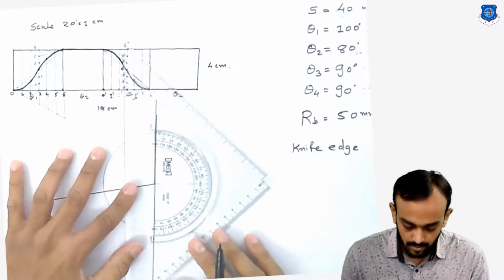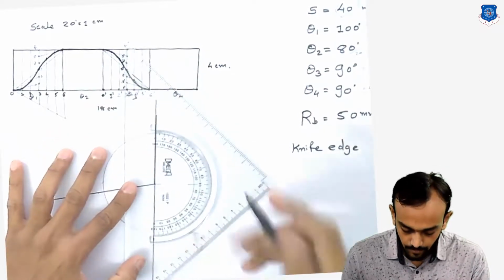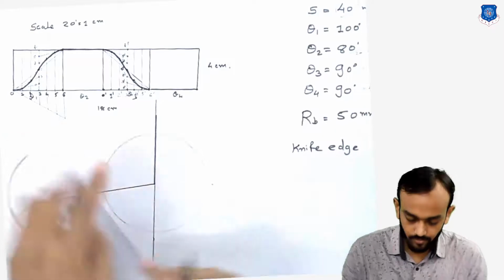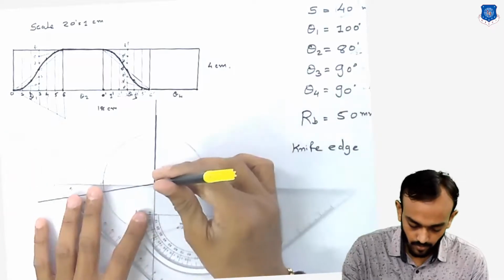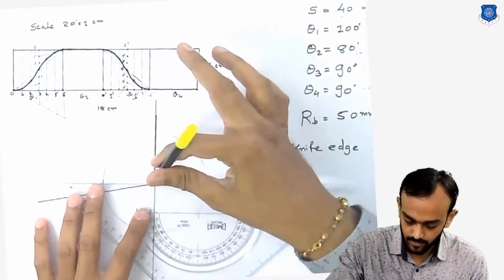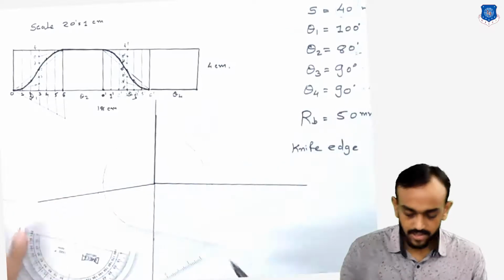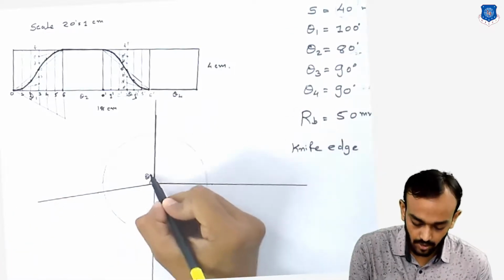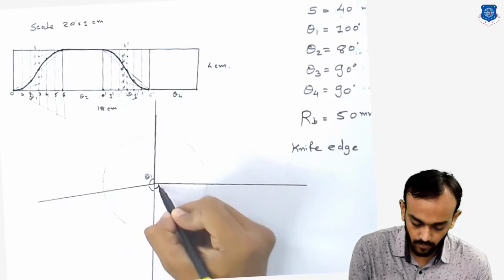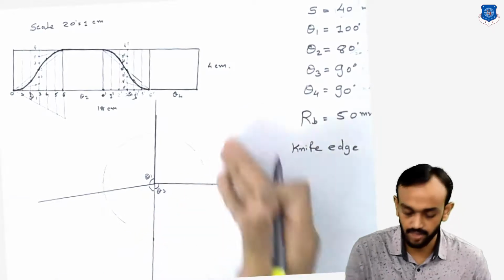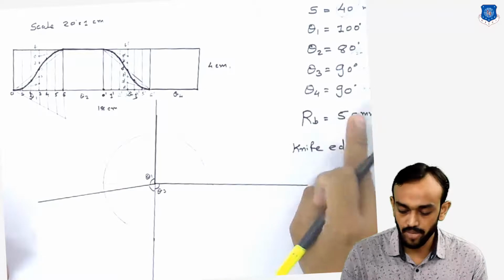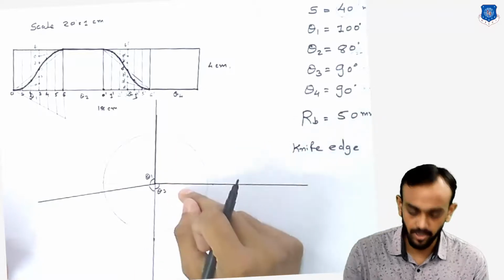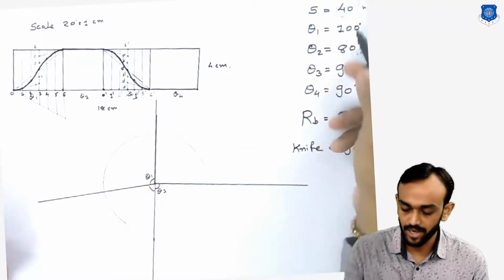Check this. So now we have partitioned theta 1, theta 2, this is theta 3 and this is theta 4. So make the base circle of 50 radius and make the circle 4 partition as per the given data.